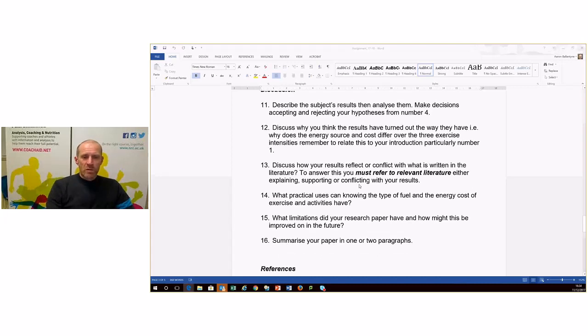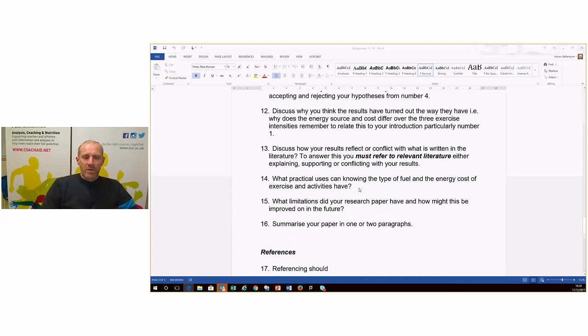13 then, discuss how results reflect or conflict with what is written in the literature. To answer this, you must, and I put it in bold letters because people do it every year, forget to do it, refer to the relevant literature. So think about how your results reflect to your discussion. What you know about increasing energy and the requirement for increased energy, the harder you work. The reflection of using more carbohydrates and fats, the harder you work.